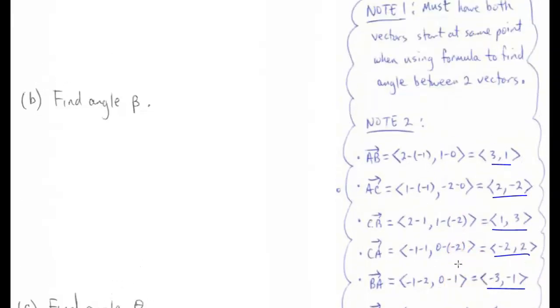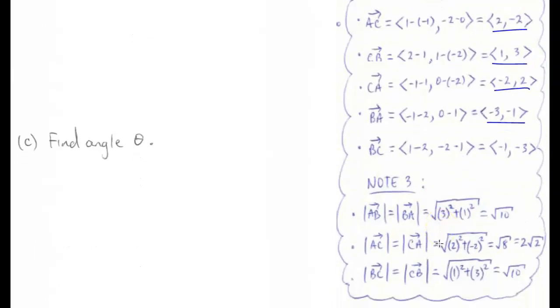Okay. Now, of course, note 1 says that we must have both vectors start at the same point when using the formula that we're going to use here, which is cosine of whatever angle it's going to be is going to be u dot v over the product of the magnitudes of u and v. So whatever that angle is, both u and v are going to have to start at the same point in order for us to properly use this particular formula. And so note 3 is just calculating the magnitudes of all 6 of the vectors that we need. And if you remember, vector AB is the same as vector BA, but just in the opposite direction. Magnitude wise, they would be the same. So that's why I only needed to calculate 3 magnitudes here.